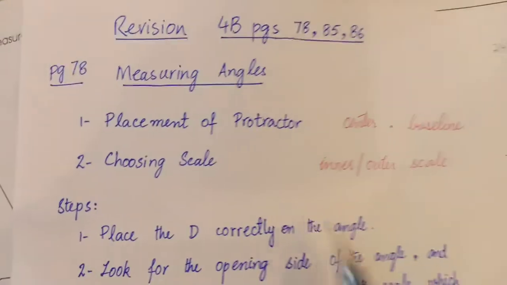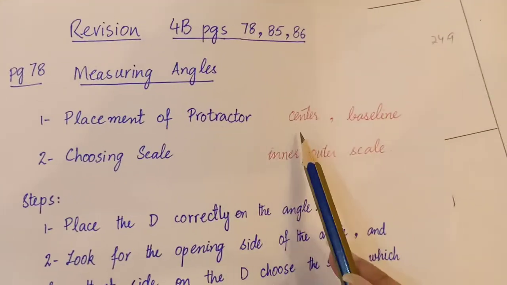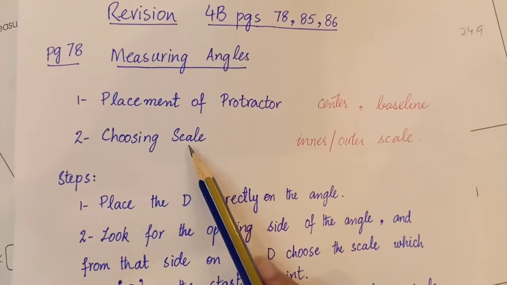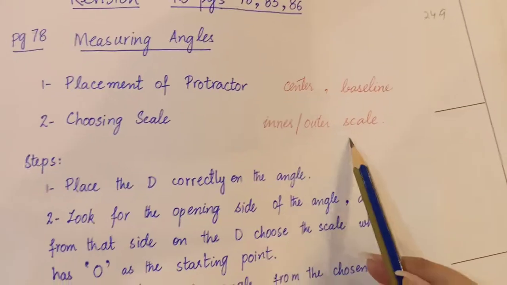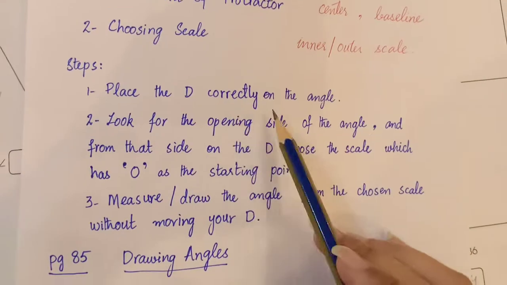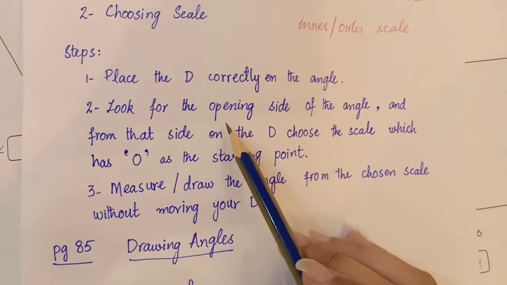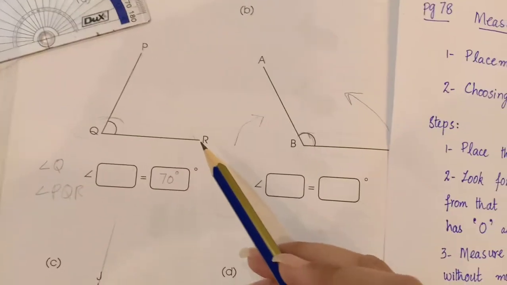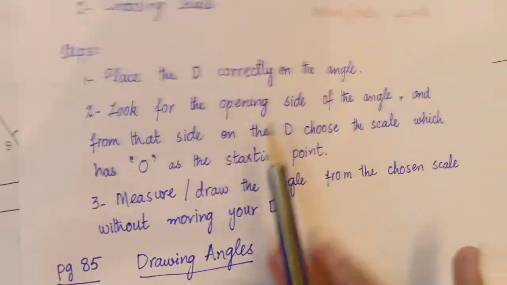So as you can see, we place the protector, we put center on center and baseline on baseline, then we choose the scale, inner or outer. So step 1 is to place the protractor correctly on the angle. Look for the opening side of the angle. We have looked for the opening side. The angle was opening from this side.